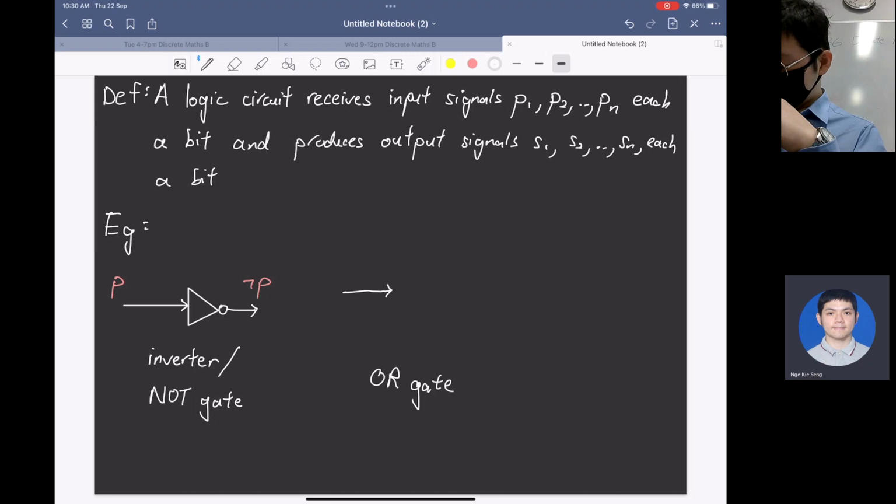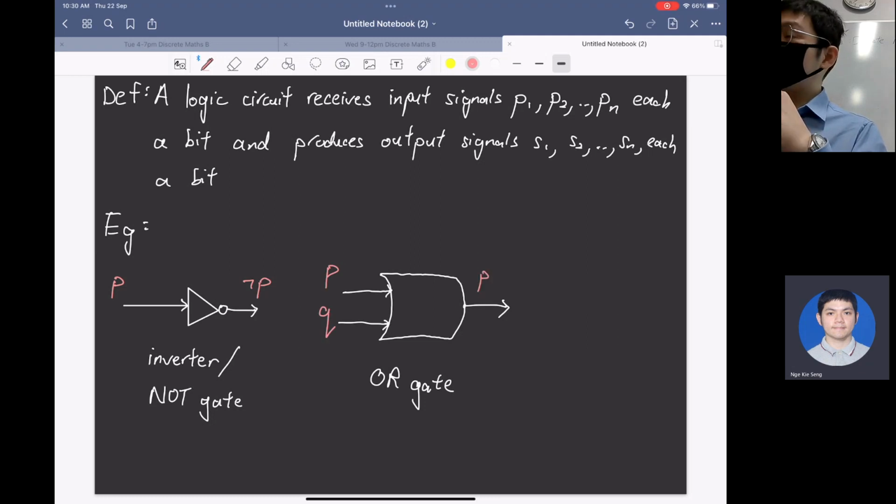And then next I will introduce an OR gate. OR gate. So you input P and Q, what do you get? Louder? P or Q? Okay.